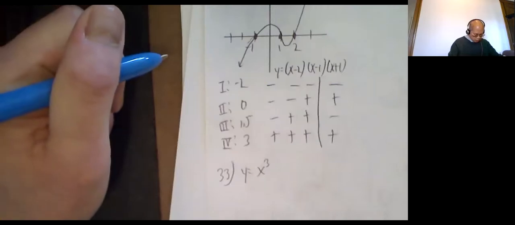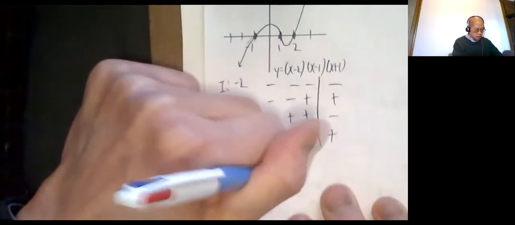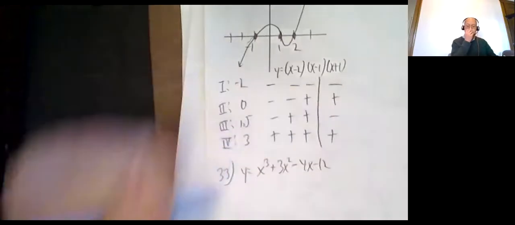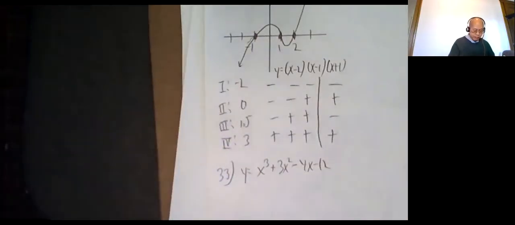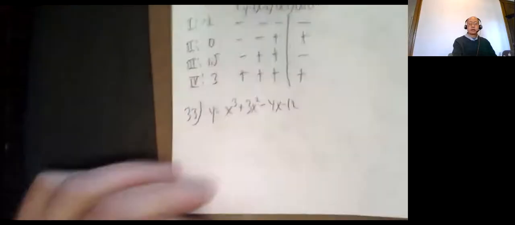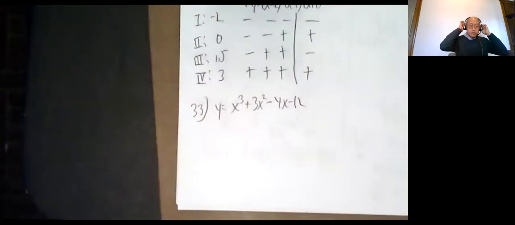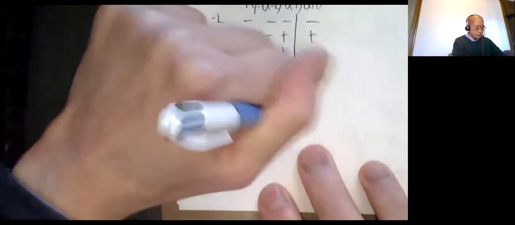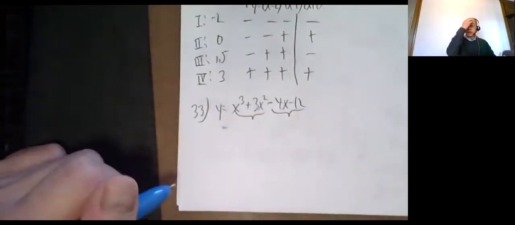x cubed plus 3x squared minus 4x minus 12. Okay, so I have to try to factor this. Do you remember something called factoring by grouping in algebra? I will factor this pair and this pair.